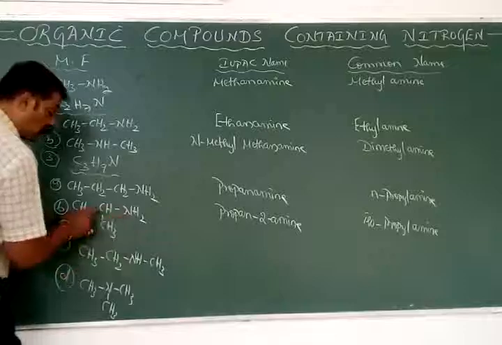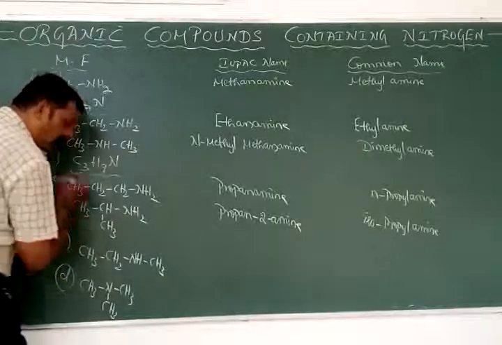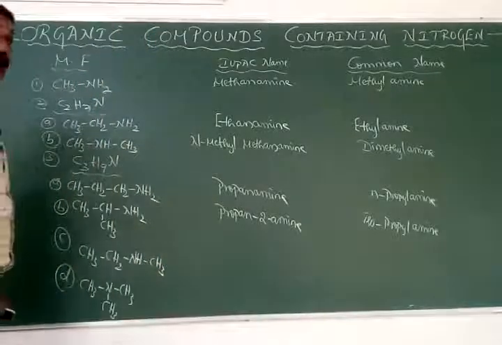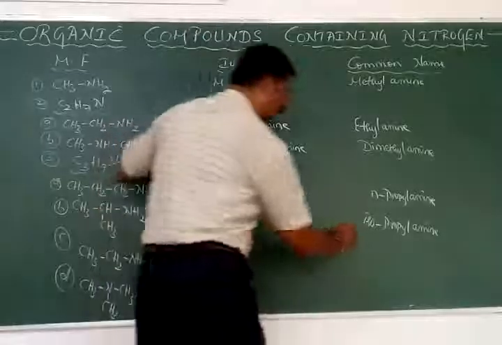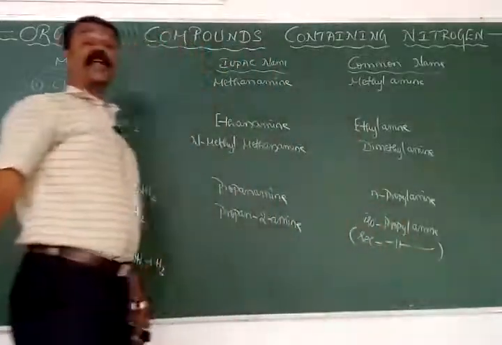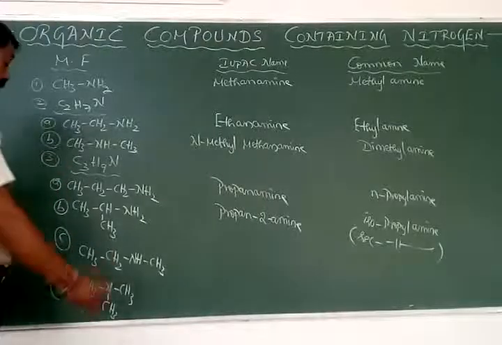Or this is also called by another name. Why? Because the functional group carbon is this CH, but this C is attached to two other carbon atoms. If any functional group or substituent group is attached to two other carbon atoms, then it is called by another prefix, secondary. Therefore, it is also called secondary propylamine.